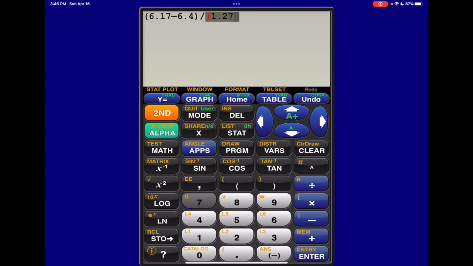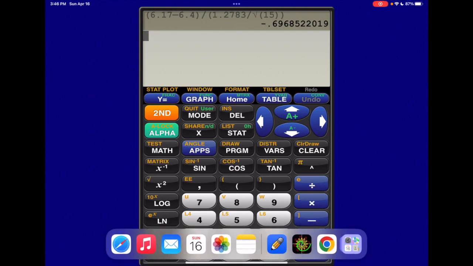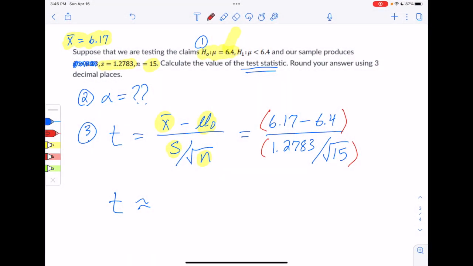So 1.2783 divided by the square root of the sample size, which was 15. The first end parentheses I do is ending the square root. The second one will end the denominator. So we have parentheses around the top, parentheses around the bottom, and we would round our test stat to 3 decimal places, so negative 0.697, rounding that 6 in the third decimal place up because of the 8 that follows it. So switching back over, we have negative 0.697.